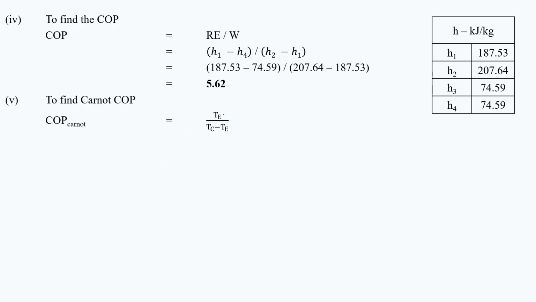And mind you, the temperature should be in Kelvin. So this gives 273 divided by 313 minus 273, or the Carnot COP will be higher compared to the actual COP, at 6.82.